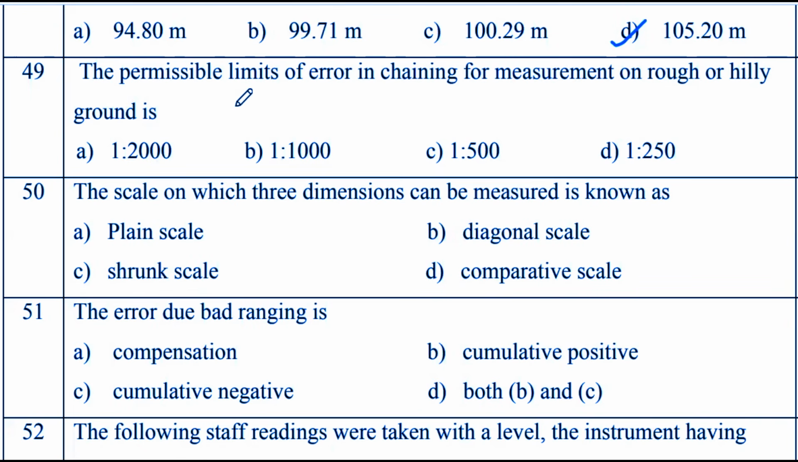The permissible limit of error in chaining for measurement on rough or hilly ground is 1 in 2000. The scale on which three dimensions can be measured is known as comparative scale.